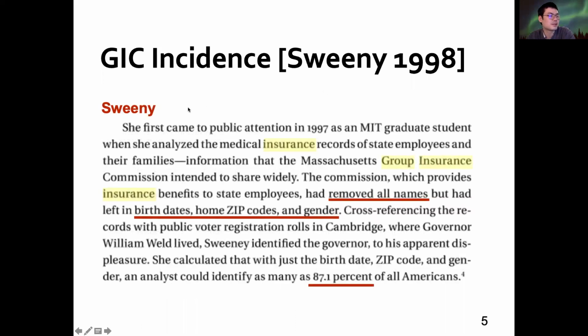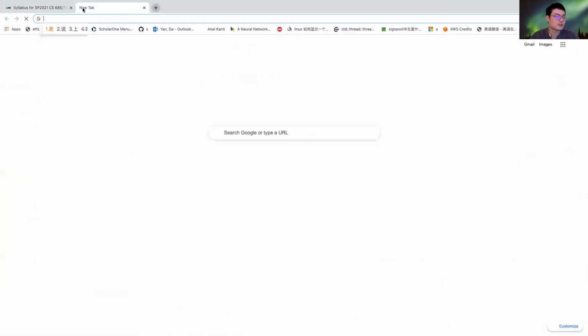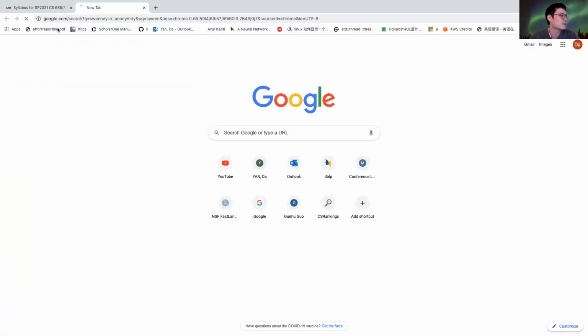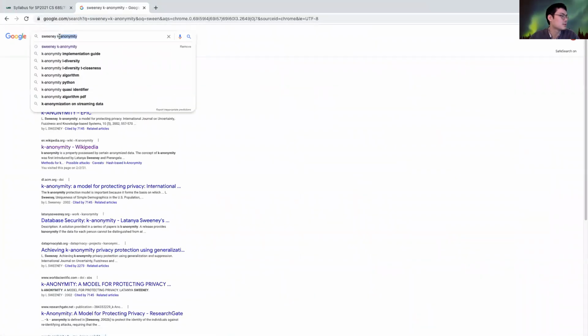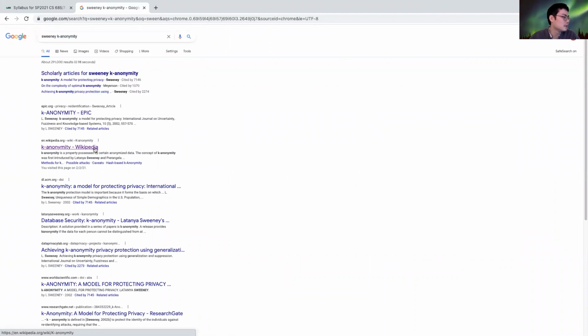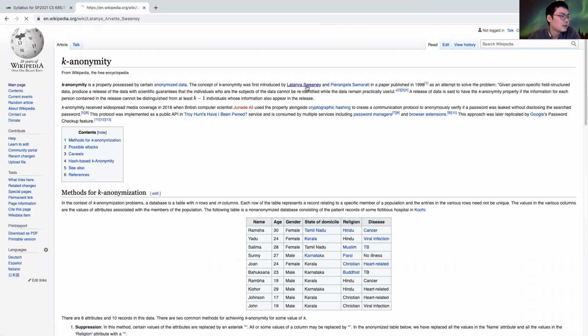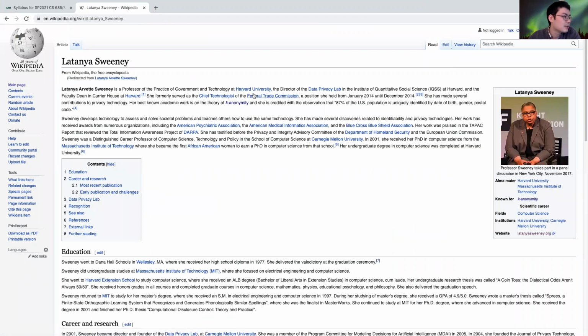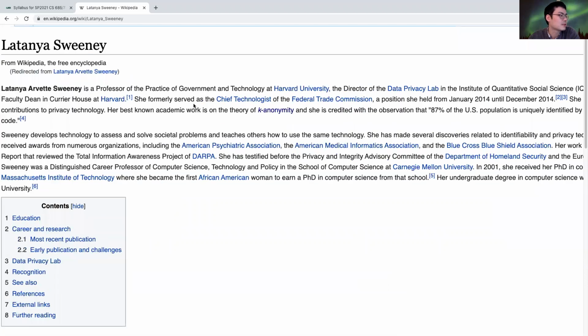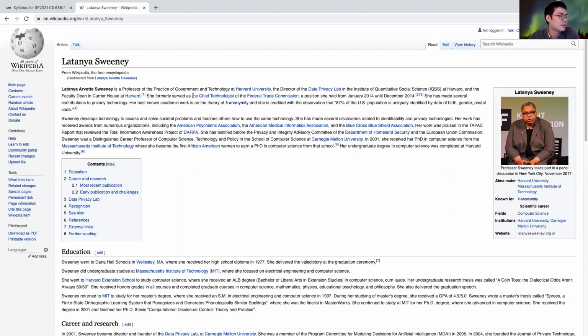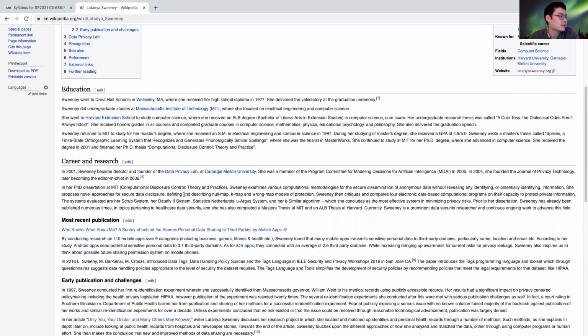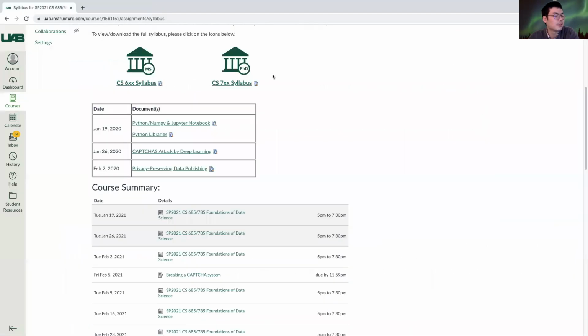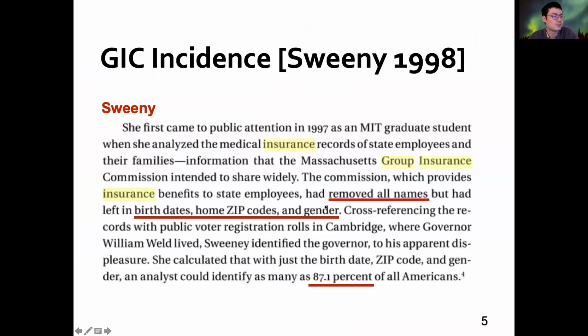So you can see this person called Sweeney. I think this is the inventor of a concept called K-anonymity. Okay, so she is, we can search for it. I think she did that research at MIT when she pursued her doctoral degree, right? And then I think she is now at Harvard University, as a professor of practice in government and technology. Okay, but early on she had this seminal paper called K-anonymity, and we will briefly describe the concept. Okay, we are not going into too much detail on the algorithm.